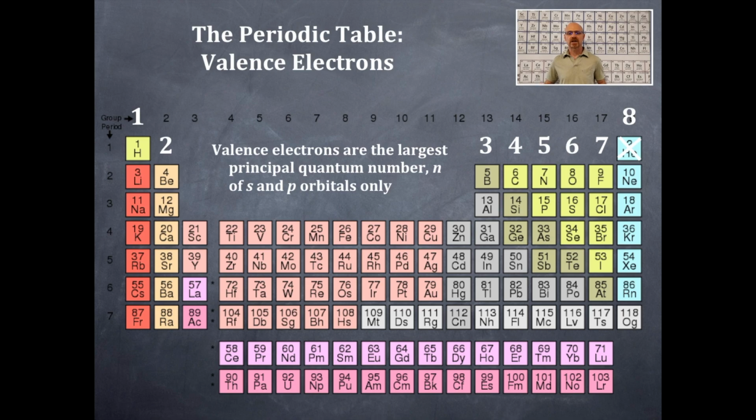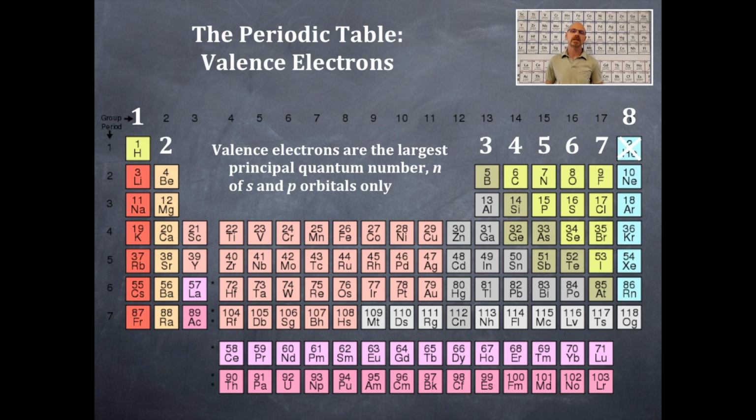Alright, so how many valence electrons in calcium? 2. How many valence electrons in potassium? 1. How many valence electrons in silicon? 4. How many valence electrons in aluminum? 3. How many valence electrons in chlorine? 7. How many valence electrons in nitrogen or phosphorus? 5. Alright, excellent. Now, the last time we talked about valence and core electrons, I gave you a boot.